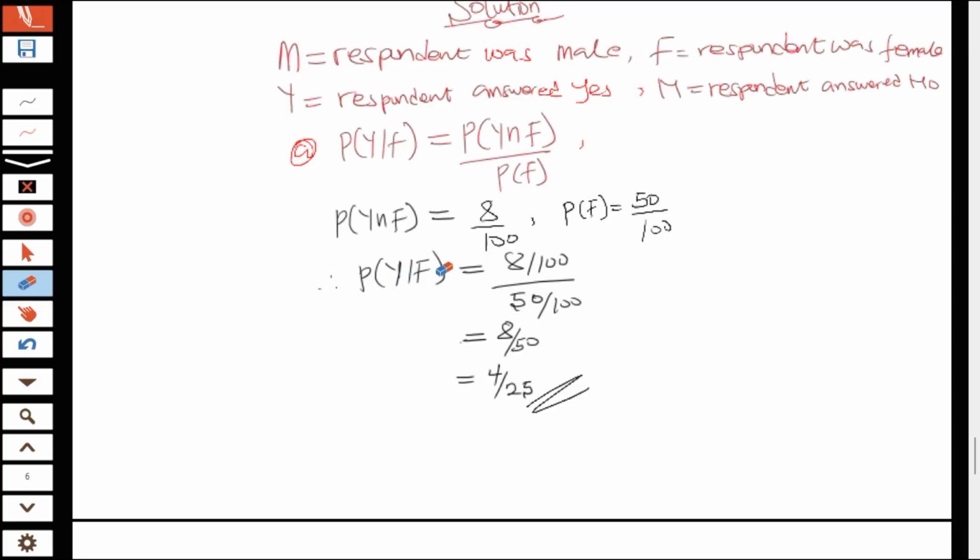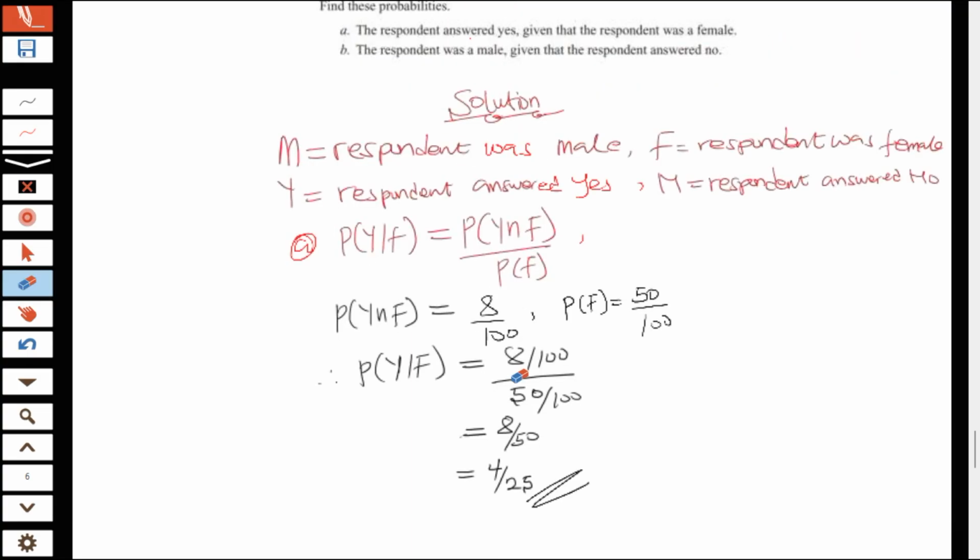So here, probability of yes given F is 8 divided by 100 divided by 50 divided by 100. And then when we express it, we are going to get 8 divided by 50 and our final answer will be 4 divided by 25. And let's go to our second question.